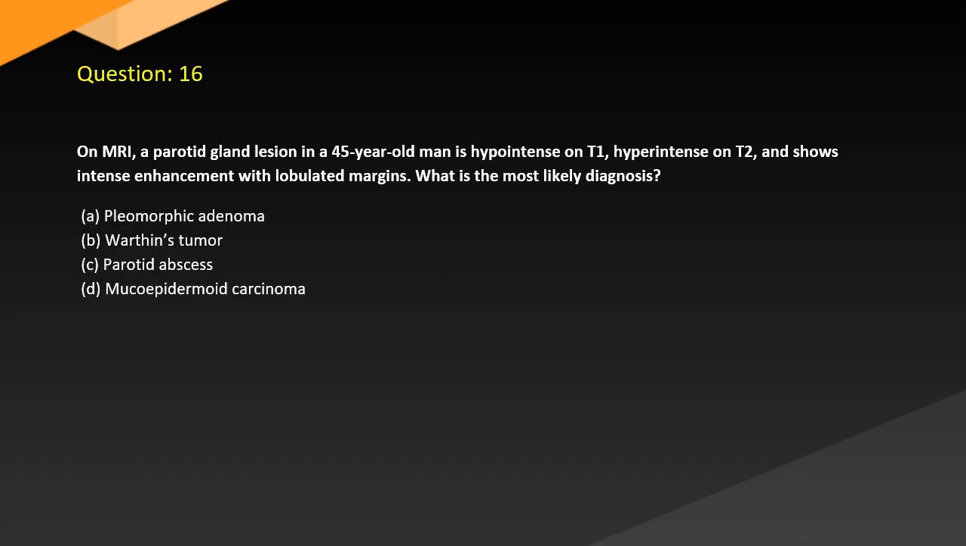Question 16. A parotid gland lesion in a 45-year-old man is T2 hyperintense and shows intense enhancement with lobulated margins. What is the most likely diagnosis? A. Pleomorphic adenoma. B. Warthin's tumor. C. Parotid abscess. D. Mucoepidermoid carcinoma.